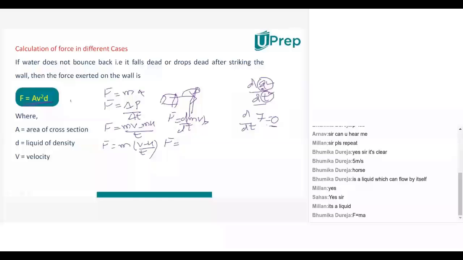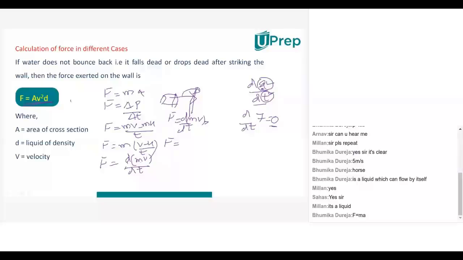From F equals m into (v minus u) upon t, now I'll write F is equal to mv minus mu by t: final momentum minus initial momentum by time only, no? So the change in momentum is there with respect to time. That's why I can write d of momentum, that is mv, with respect to time. So we can write F is equal to d by dt of mv. Is it clear, Arnav?